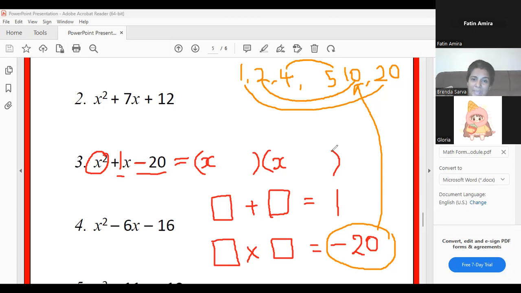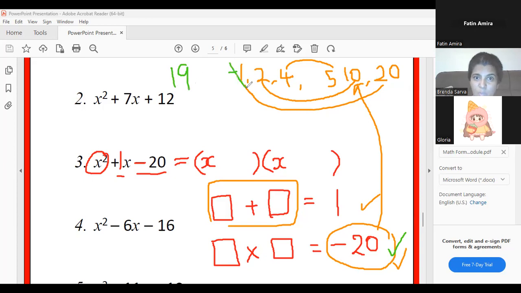So now, all these pairs will multiply and give me 20. I've got all my pairs here. But which pair will add up and give me 1? So you must understand something. Now you play with negative numbers. One of these numbers must be negative. So let's say it's negative 1 times 20. Then my answer will be negative 20. But negative 1 plus 20 is going to be positive 19. So the 1 and 20 cannot be a pair.